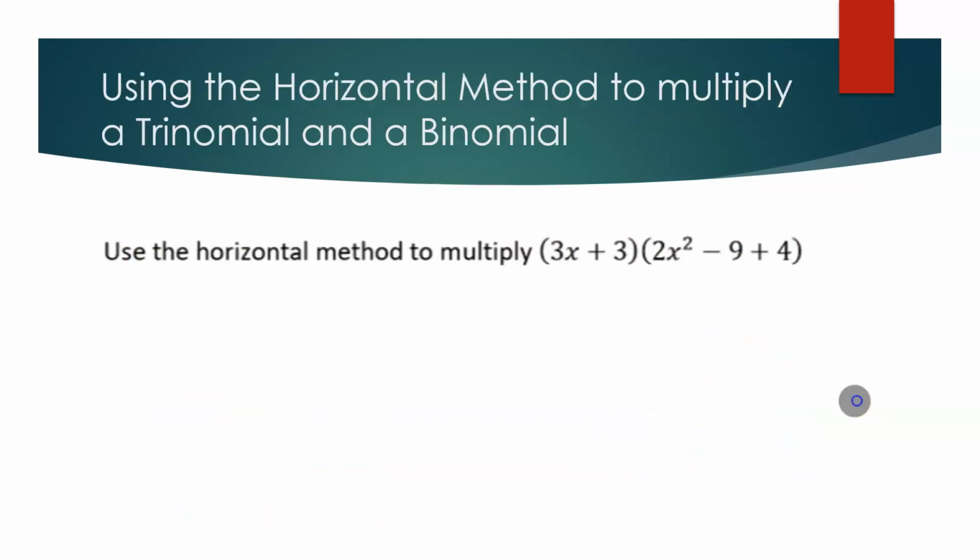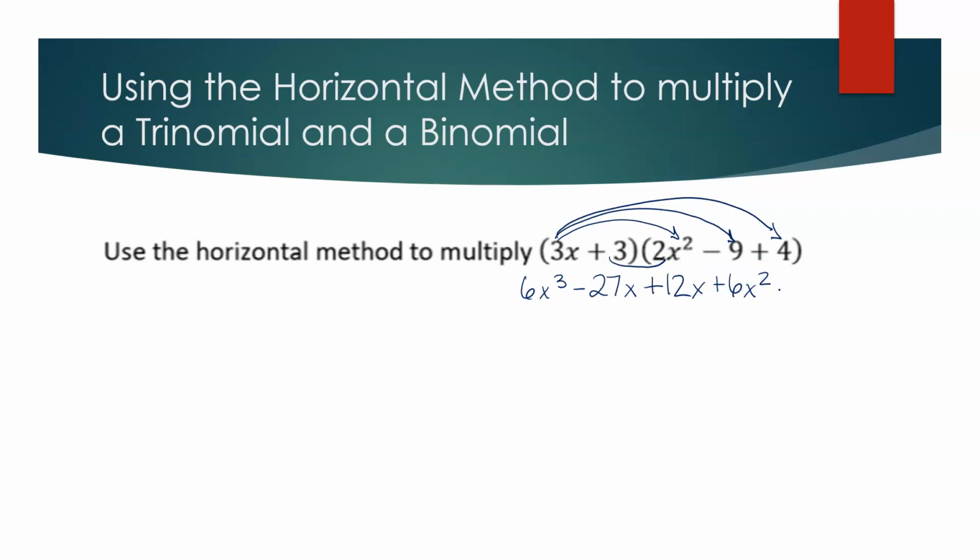So the horizontal method is just distributing, right? It's taking 3x times 2x squared, which is 6x cubed, 3x times negative 9, which is negative 27x, 3x times 4 is 12x. Now I'm going to distribute the 3. 3 times 2x squared is 6x squared. 3 times negative 9 is negative 27. And then 3 times 4 is 12.